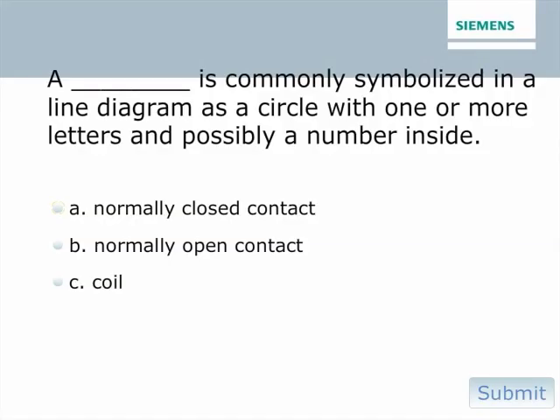Question 4. A blank is commonly symbolized in a line diagram as a circle with one or more letters and possibly a number inside. Is it A, normally closed contact, B, normally open contact, or C, a coil?